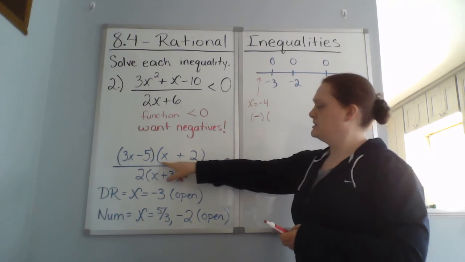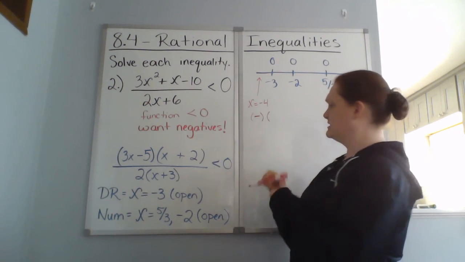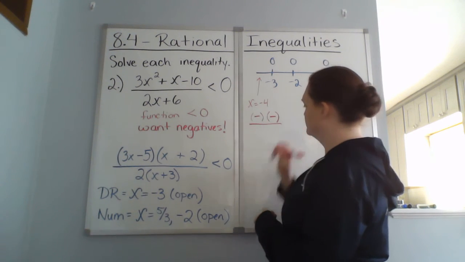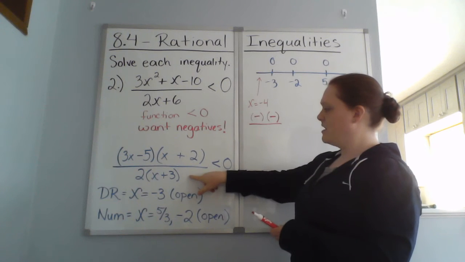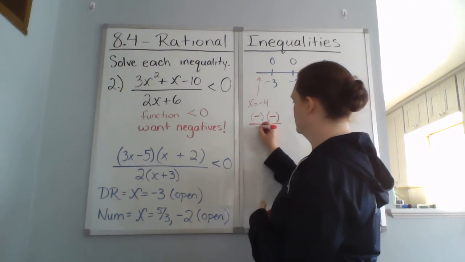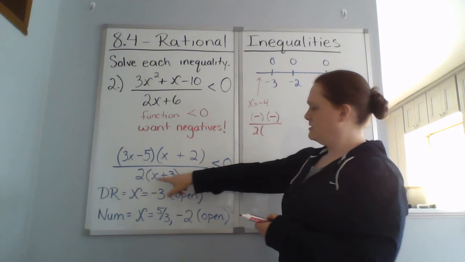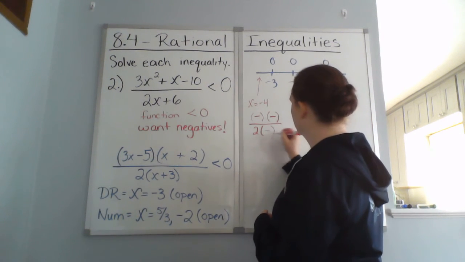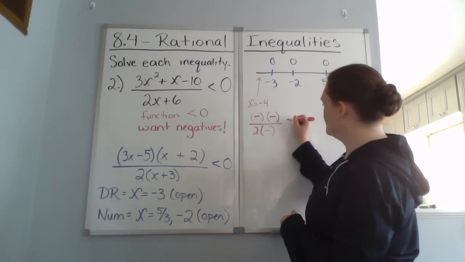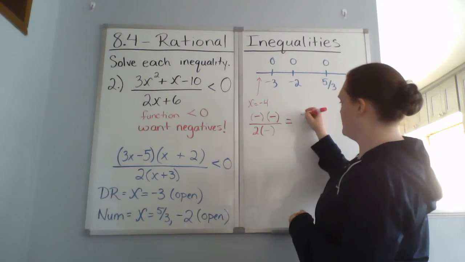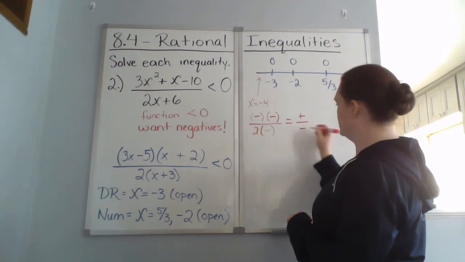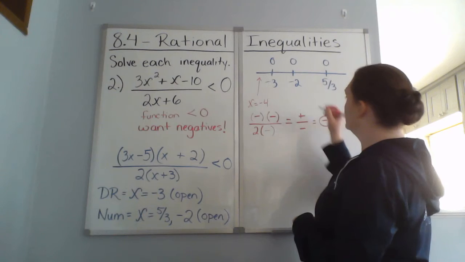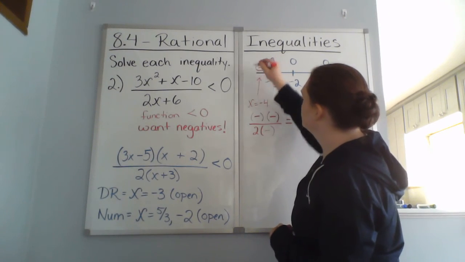If I plug negative 4 into this expression, negative 4 plus 2, that's another negative number. So I've got 2 negatives in the numerator, divided by the denominator, where I have 2 times negative 4 plus 3, that's another negative number. So if I just go through and do a sign analysis here, the numerator is a positive, the denominator is a negative, a positive divided by a negative is a negative. This is going to be a negative over here.